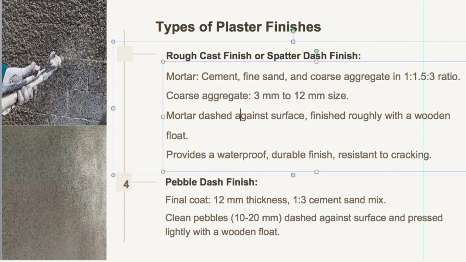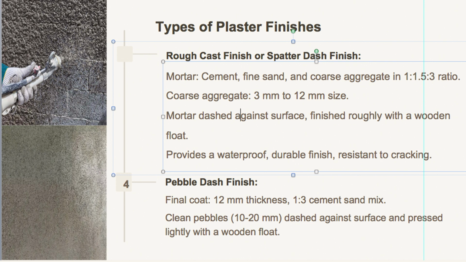Moving on to the rough cast finish or spatter dash finish. This option adds durability and water resistance. The final coat includes a mix of cement, fine sand and quartz aggregate in the proportion of 1:1.5:3. Dash onto the prepared surface with a large trowel. It is roughly finished with a wooden float to create a robust exterior finish resistant to cracking and creasing.